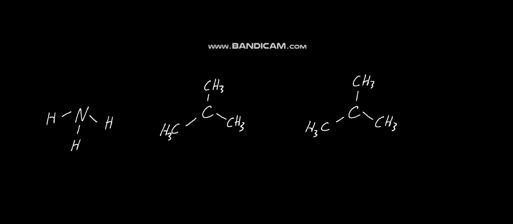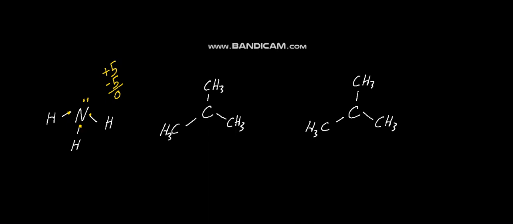Let's look at ammonia. Ammonia needs another lone pair for the octet rule. Nitrogen is in column 5. Minus 1, 2, 3, 4, 5. So ammonia has no charge.